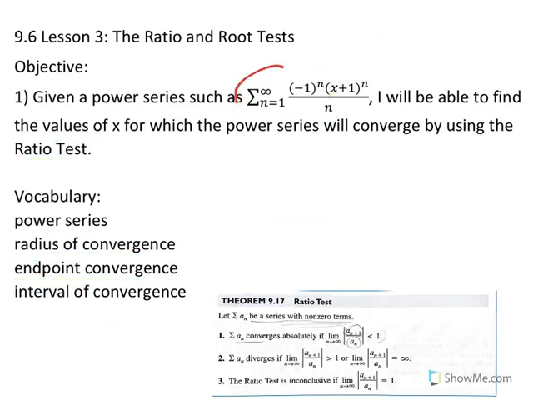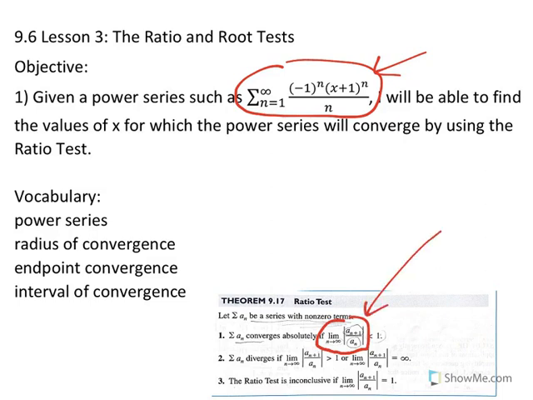So we'll look at this problem for our lesson today, and here's what we need to do. To determine the values of x for which this power series will converge, we have to use the ratio test. So we will be finding this limit, and we basically want to answer this question. For what values of x will this limit be less than 1? Those are the values of x for which the power series will converge absolutely.